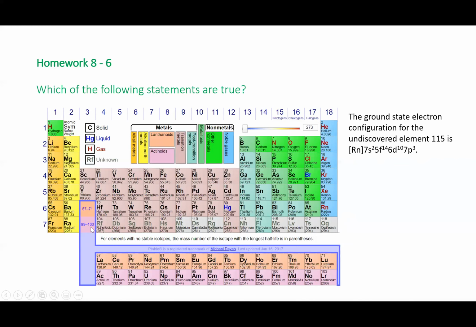And if you go over to the f orbitals, this starts at 4, this is 5, you have 14 electrons because the f orbitals have 7 different orbitals and 2 electrons can go in each, so 7 times 2 is 14. And for your d electrons, you start counting 3, 4, 5, 6. So for this row, you get 10 d electrons. And finally, we're at the p block, and in order to get to 115, you count 1, 2, 3. So you get 7p3. So yes, this is true. This is the electron configuration.